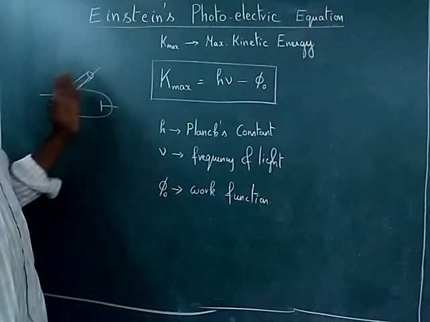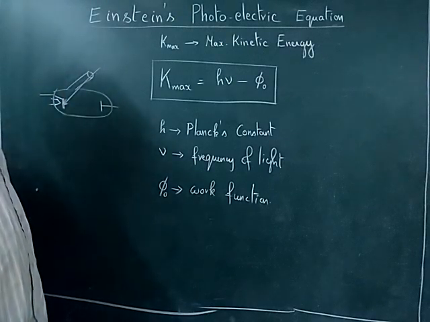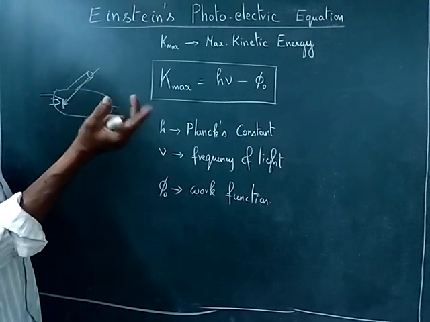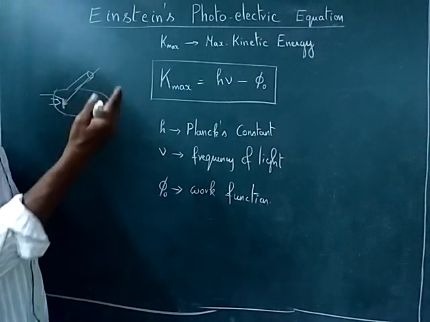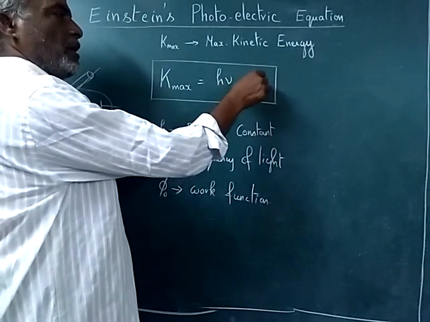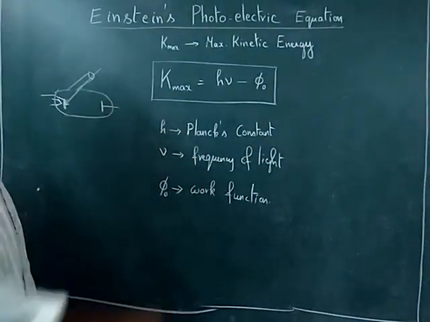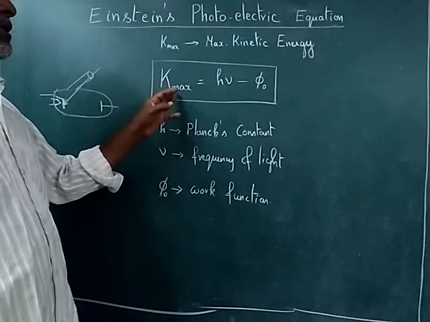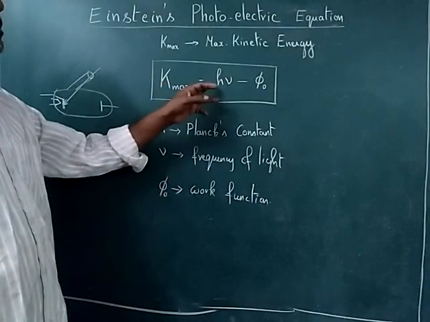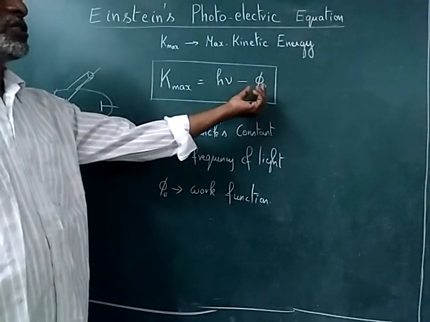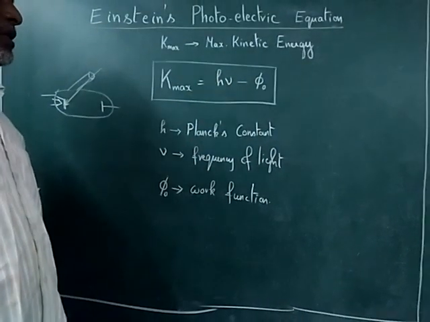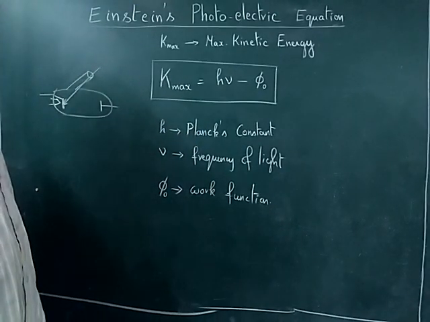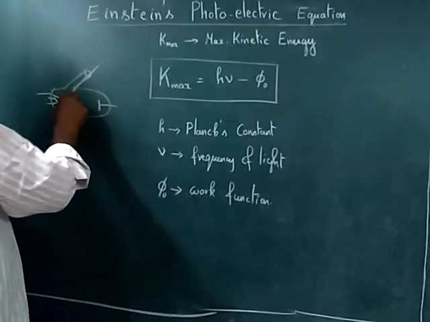So once it crosses that work function of the material, some minimum energy is required to release an electron from the particular cathode material or photosensitive material. That work function is phi naught. So afterwards, after crossing this, if you carefully see, the kinetic energy is equal to h nu, of course minus this constant phi naught for a particular material, where h is Planck's constant and nu is the frequency of the incoming light.